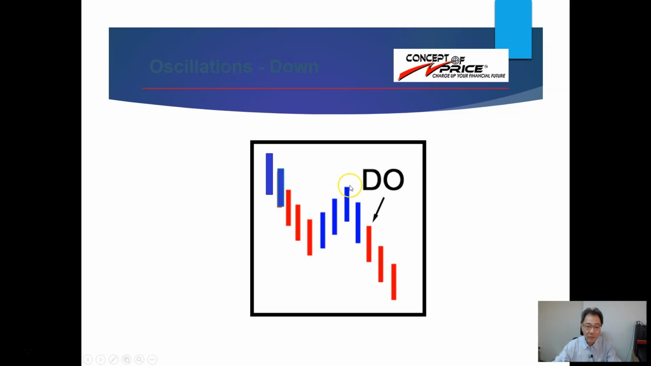Now, as long as the resistance here is lower than the previous resistance level, if the market sentiment is still bearish, it will start to turn down and give us a down oscillation, DO for short. So this is a time when we start looking for opportunities to take a short trade. Now, let me show it to you on a chart itself.